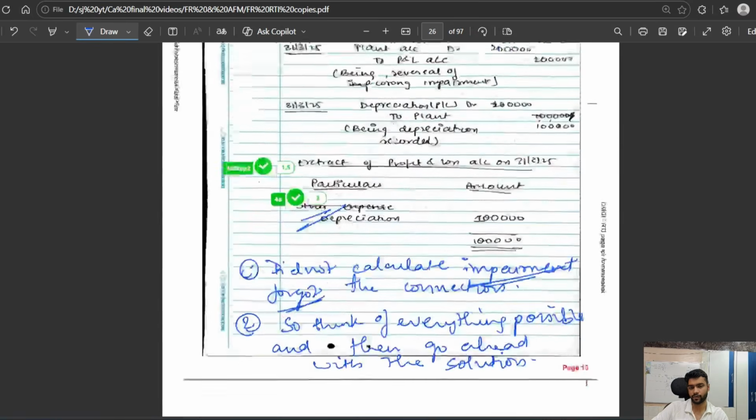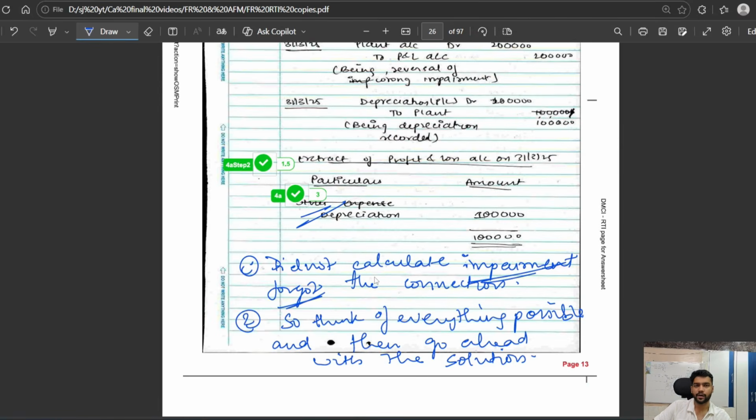So the learning from this question is that whenever you are answering any question, think of everything which can get impacted, whether the impairment chapter will come, or whether the held for sale chapter will come, whether Ind AS 105 has to be applied, Ind AS 36 has to be applied, or whatever concept can come in that particular question, think of that and then answer. So these are the two learnings.